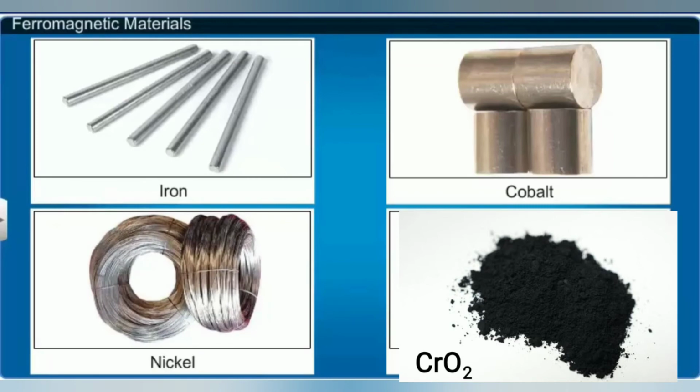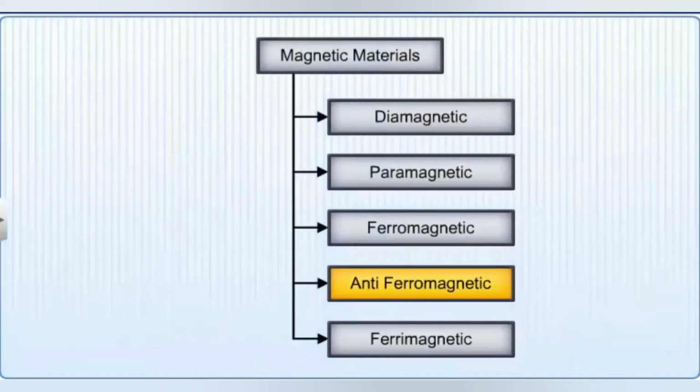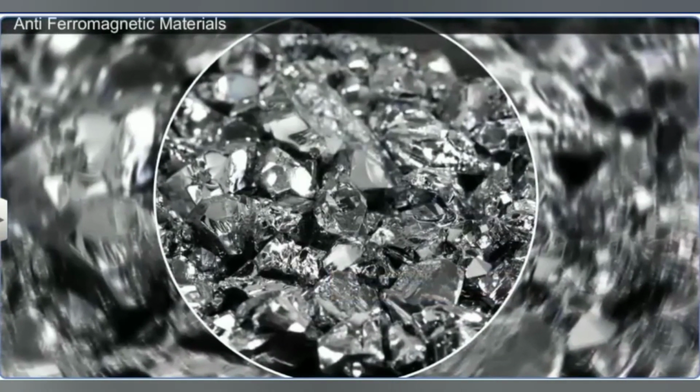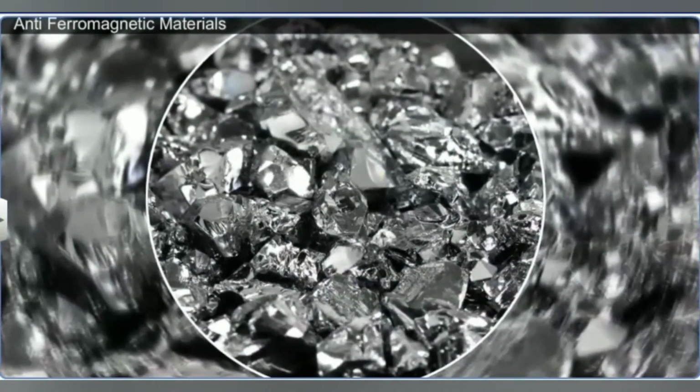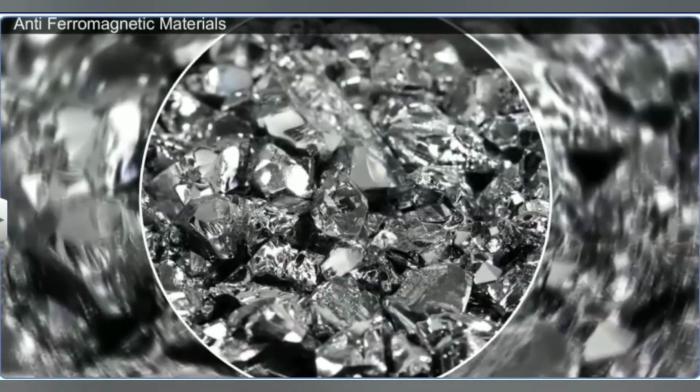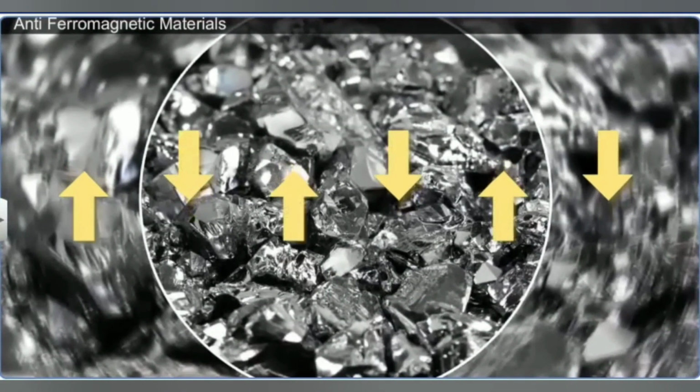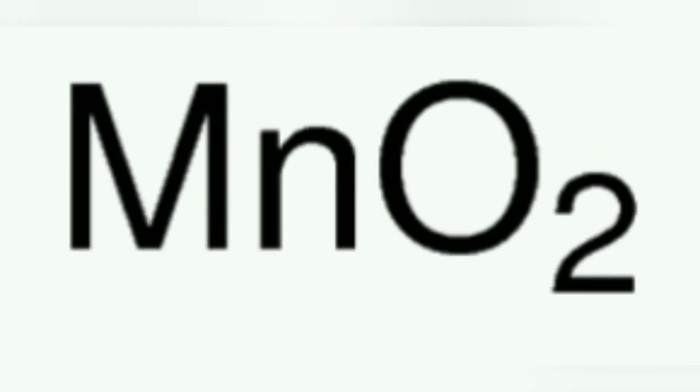Next is antiferromagnetic substances. These substances have the same domain structure as ferromagnetic substances, but they have net zero magnetic moment due to the presence of an equal number of domains in opposite directions. Some examples of antiferromagnetic substances are nickel oxide, oxides of manganese with formula MnO and MnO2, etc.